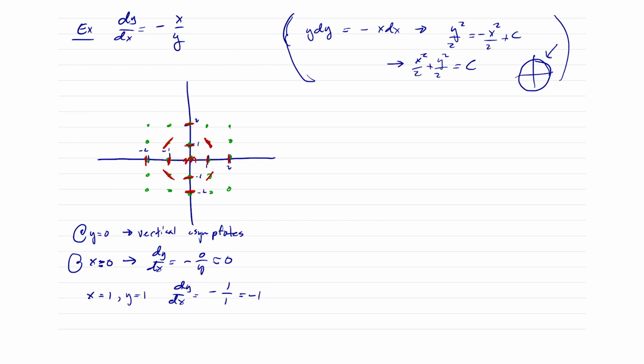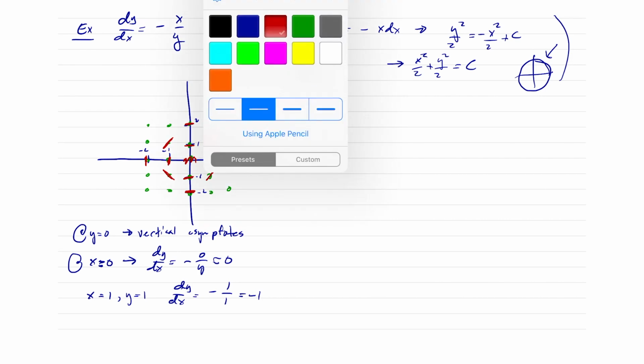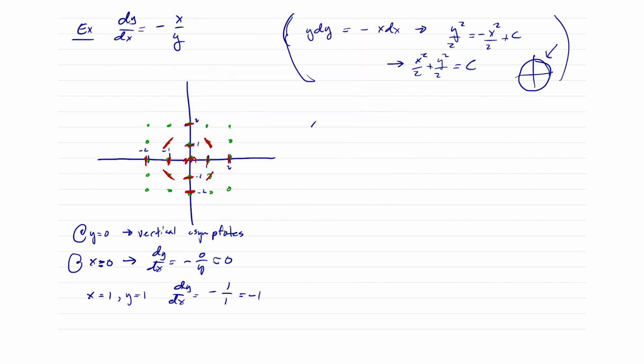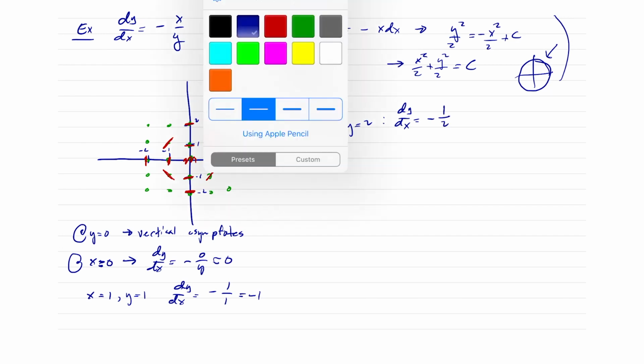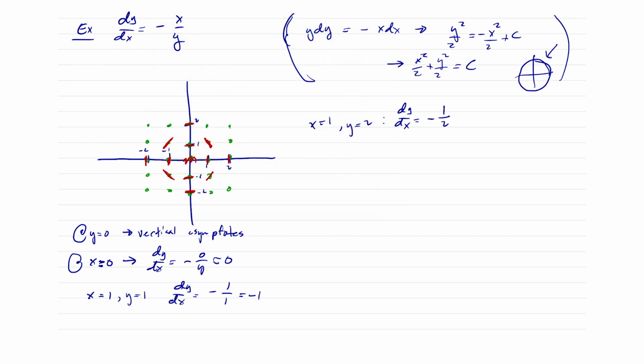Now, let's take a look at what happens at, say, the point 1, 2. So we have x equals 1 and y is equal to 2. What happens? Well, we're going to have dy over dx is equal to minus 1/2. So it is a negative slope, but it's not quite as steep. So something like that. And then, again, we can use symmetry, and we can see sort of just mirroring what we have here. It gets that.